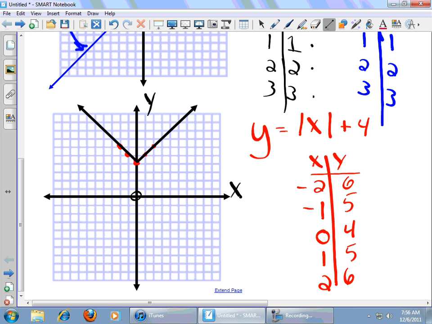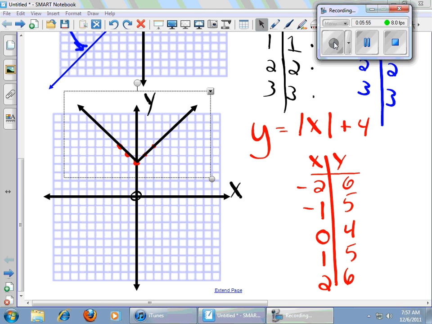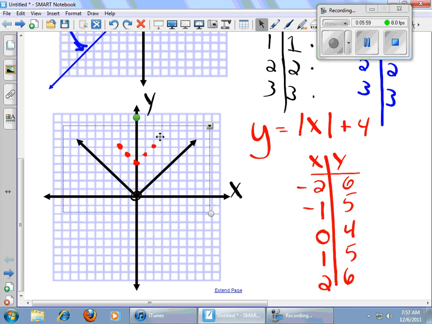Yeah, it looks just like that other V that we did on the last graph, except it shifted up 4. Let me see if I can get these connected. Hold on one second. Okay, I've got them connected. The original graph looked just like this.